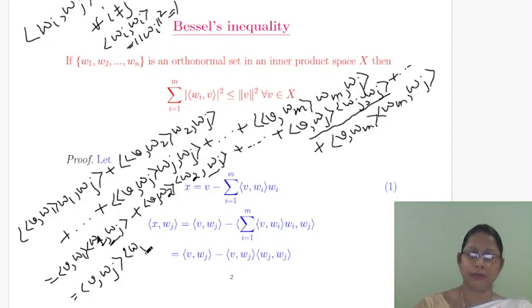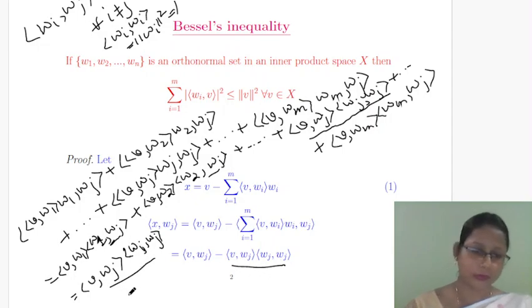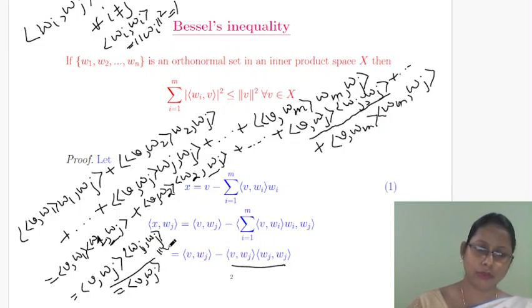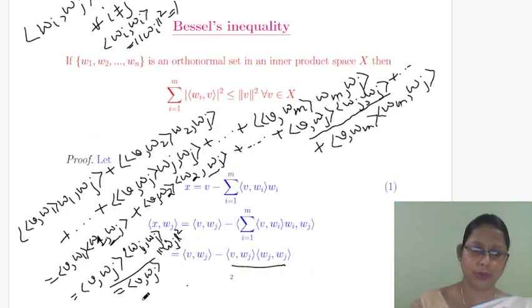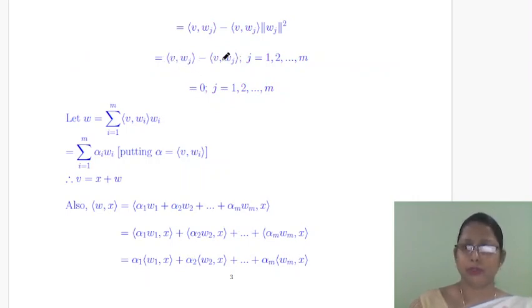This is equal to inner product of v, Wj times norm of Wj squared. Since the norm of Wj is 1, in this place I am writing inner product of v, Wj. So we get inner product of v, Wj minus inner product of v, Wj, which for j ranging from 1 to m is 0.